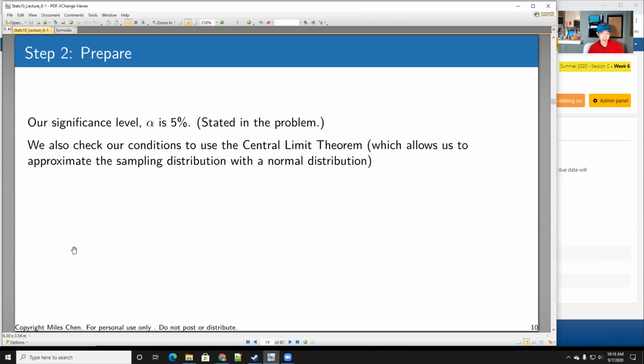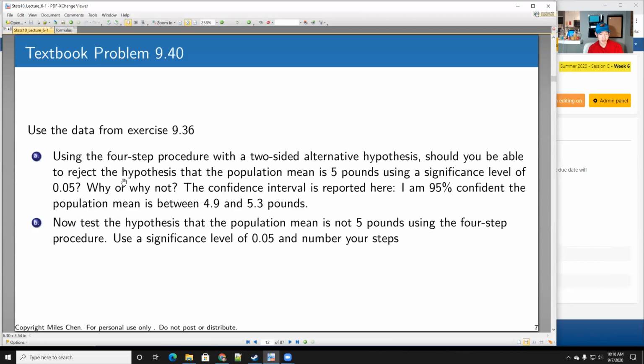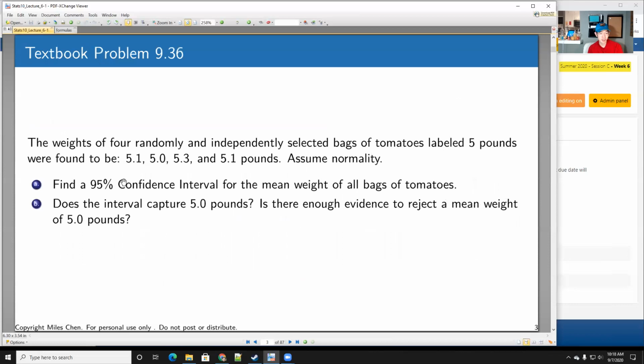We will use a significance level of alpha equal to 5%, and we'll also check the conditions to use the central limit theorem. The problem told us that we selected four bags of tomatoes labeled 5 pounds randomly, so the sample is random and independent. The problem also says to assume normality.